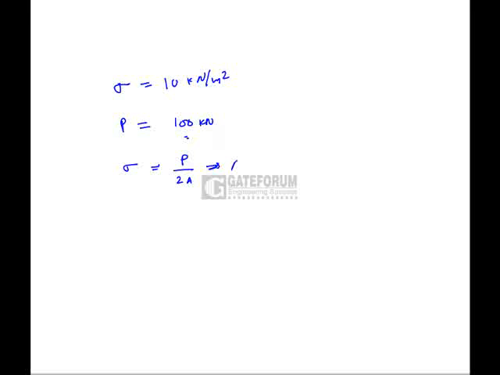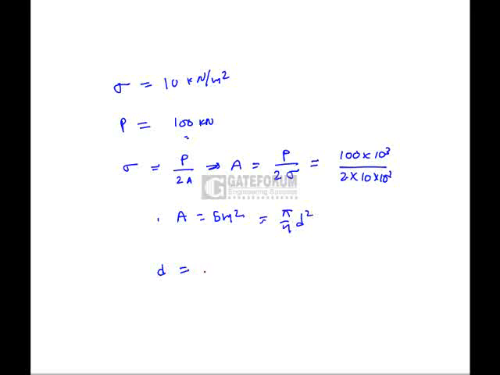Which implies A is equal to P by 2 times sigma, which is equal to again 100 kilonewton, that is 100 into 10 cube by 2 into 10 into 10 cube, which is equal to 5 meter square, and it is equal to pi by 4 d square, where d is the diameter, which gives 2.52 meters. So here the diameter of the bolt is equal to 2.52 meters, and in the options the right answer is B. B is the correct option.